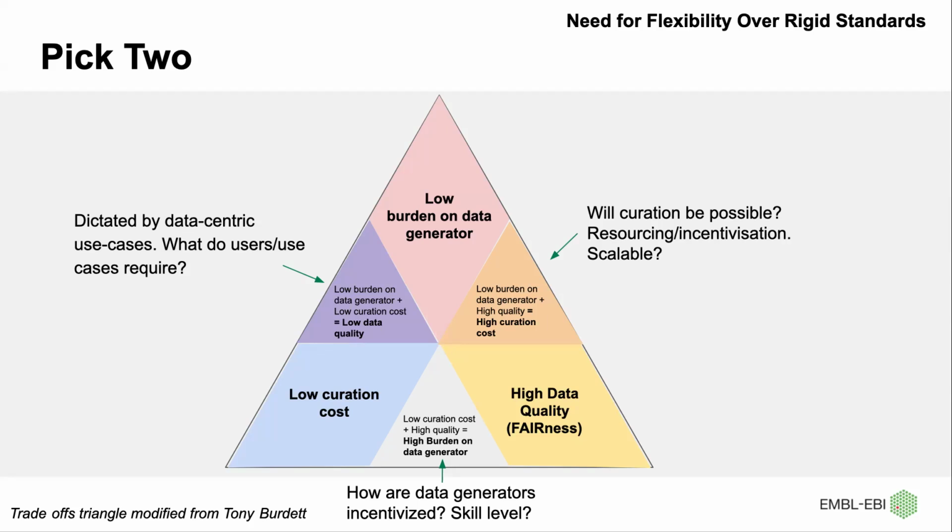And then on the other hand, if you want a low curation cost and a low burden on your data generators, you need to consider that that will in some ways compromise the data quality. So we need to think about what we really need from the data. And this is dictated by the use cases that we will consider. What really do the users and the use cases require? So obviously what we want to strike here is a balance between these things. But I encourage you to think about these trade-offs in the subsequent discussions that we're having.